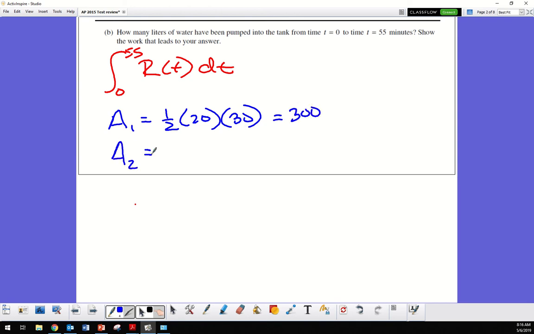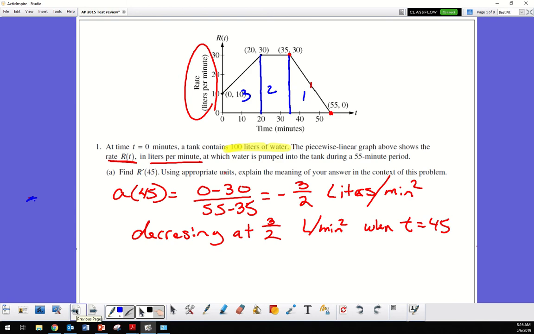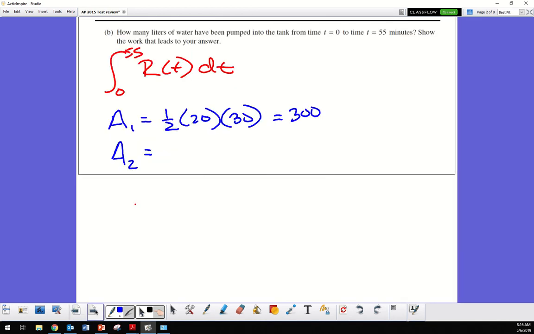A2. That's a rectangle, isn't it? Yeah. What's the base? 15. What's the height? 30. Equals 450. A3.